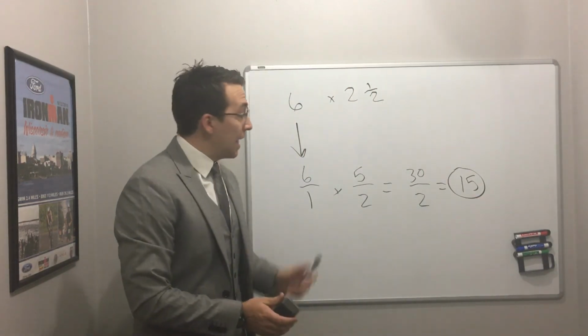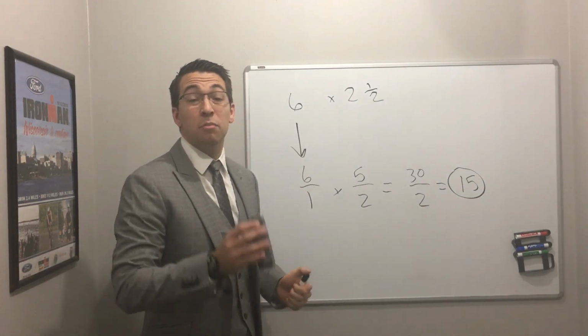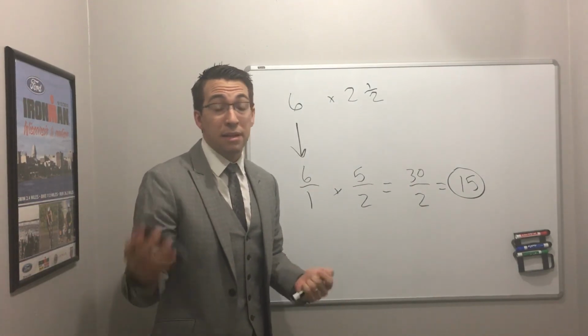That's it. That is multiplying whole numbers and fractions, multiplying whole numbers and mixed numbers, and then mixed number times a mixed number.